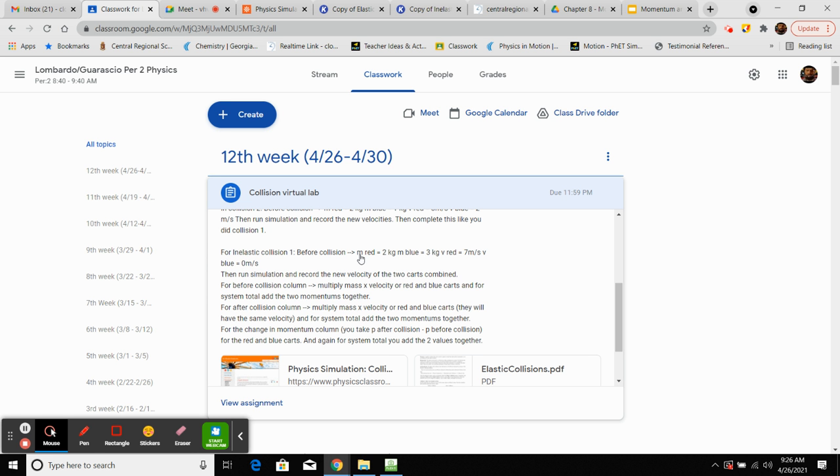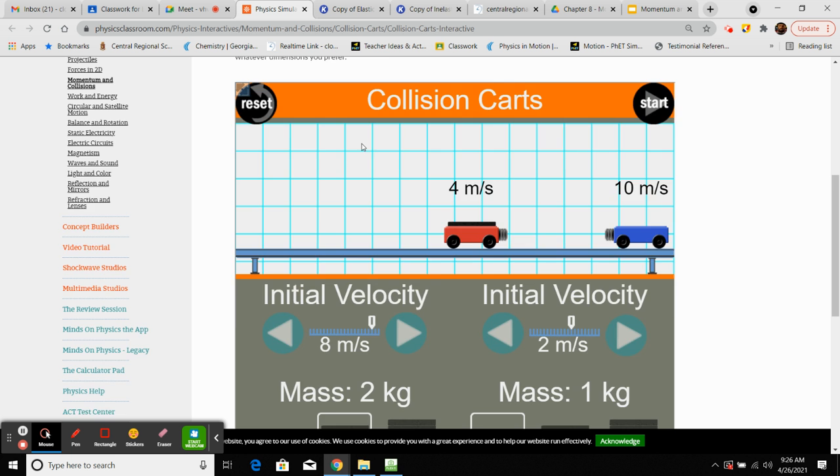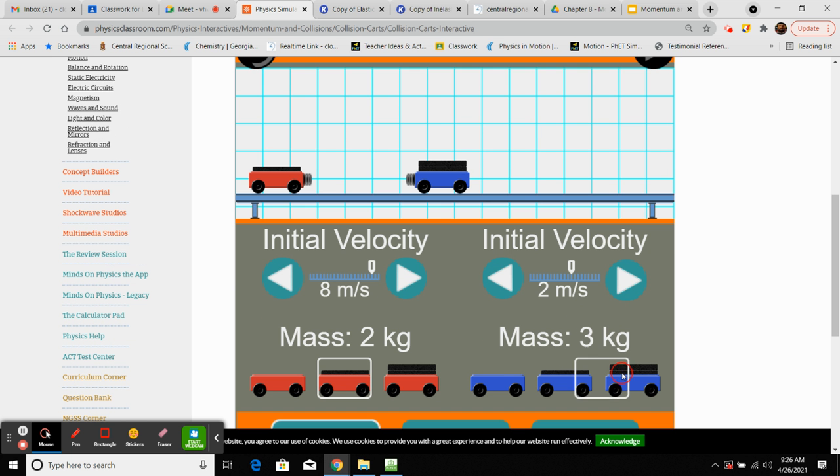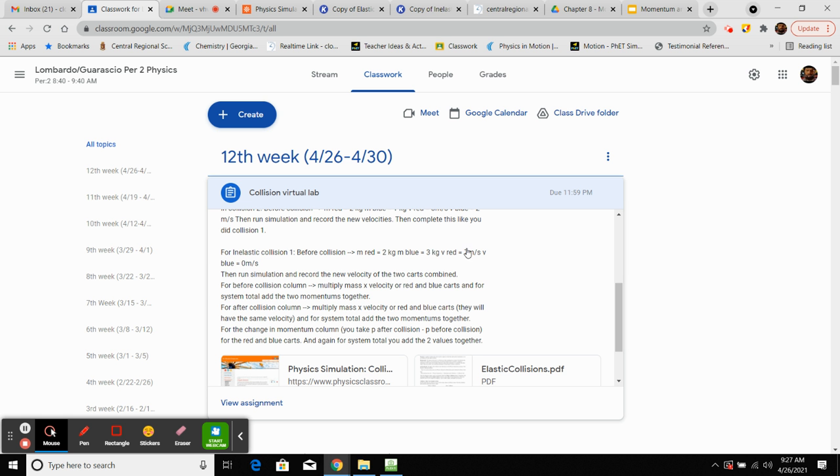So for the inelastic collision, before they collide, we're going to say that the mass of the red car is 2, and the mass of the blue is 3. So I'm going to go reset. Mass of red is 2, mass of blue is 3. What about the red speed? Red is 7, blue make it 0.